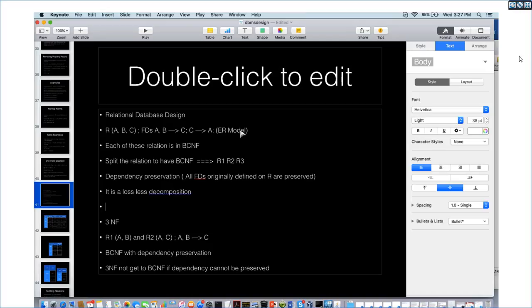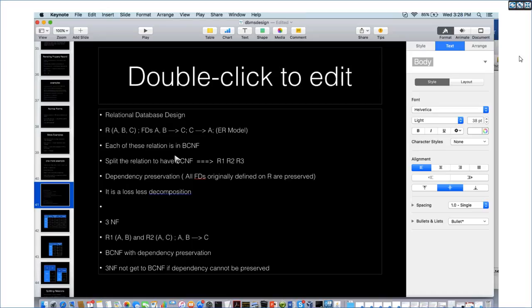We start with the ER model, the entity relationship model. From that, we write the relationships, we write the functional dependencies, and analyze each relation for the normal form. Our goal is to get all the relations in BCNF. If the relations are in BCNF, we'll stop the relational database design. If the relations are not in BCNF, we want to split the relations.